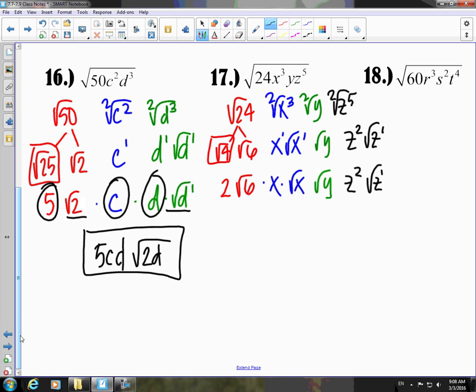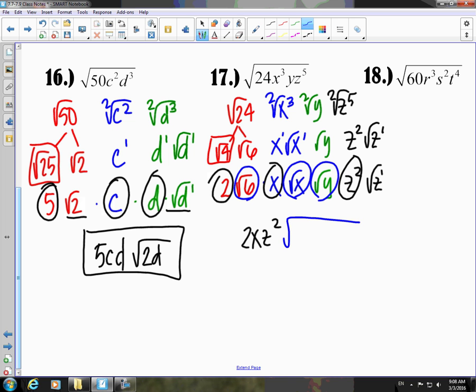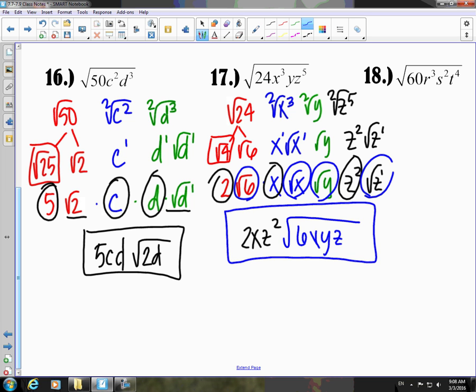So I've got a lot going on here. So what I'm going to do is take everything outside that does not have a square root symbol and put them together. So 2x z squared, and everything left on the inside, 6x y and z. So 6x y and z also go together on the inside. Okay, I like to circle or underline so that you can see that you've remembered to put everything into your answer, because there's a lot of information going on there.